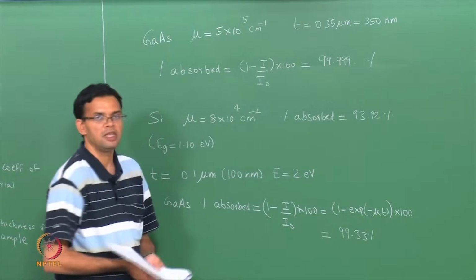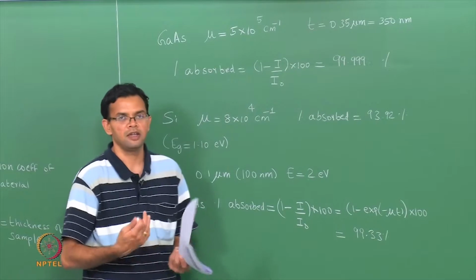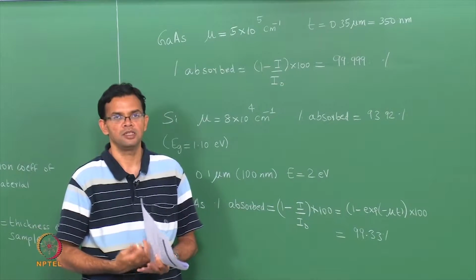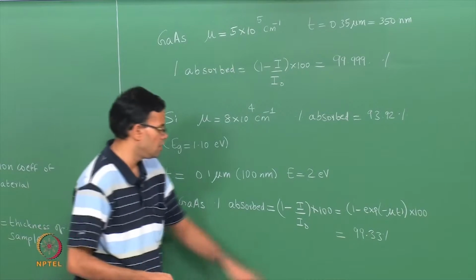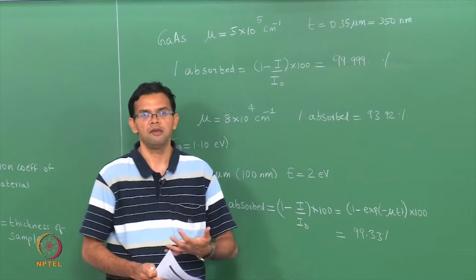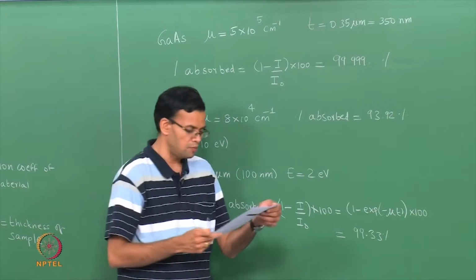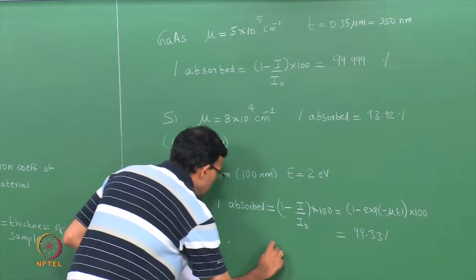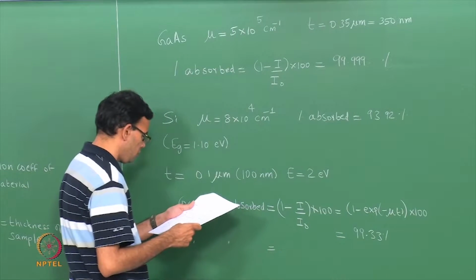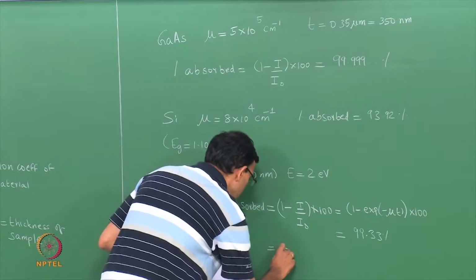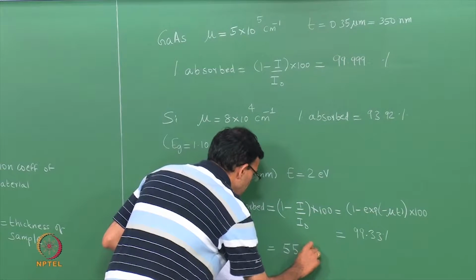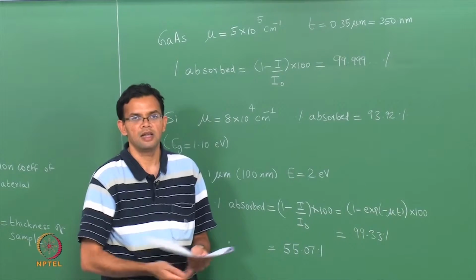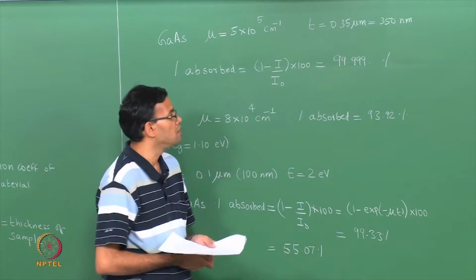So, when we reduce the thickness further, so we actually take it down by around 3 times, you go from 350 nanometers to 100 nanometers, still we get a really high percentage of light that is absorbed. For silicon on the other hand, the percentage absorbed for 100 nanometers is only 55%. So, only half the light is absorbed and the other half gets transmitted.